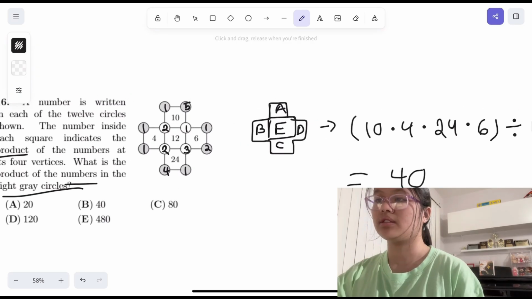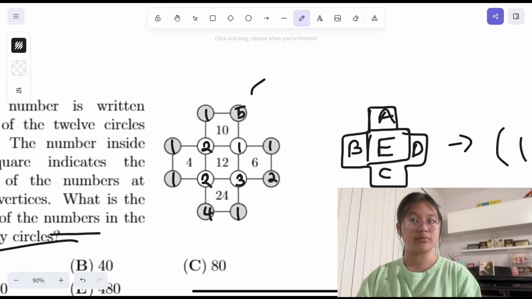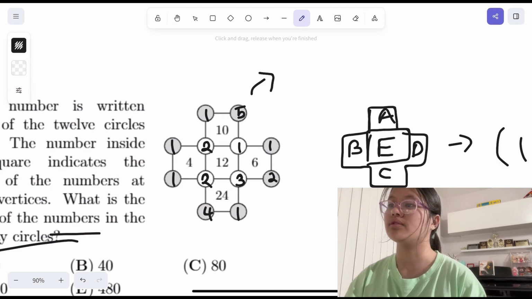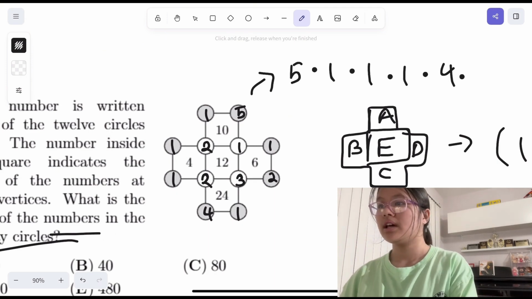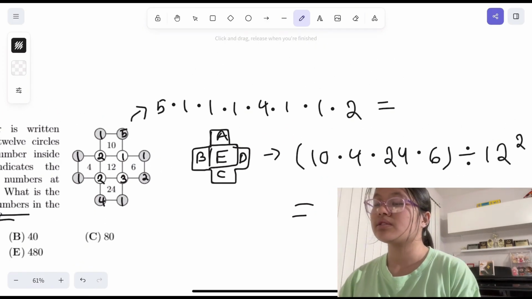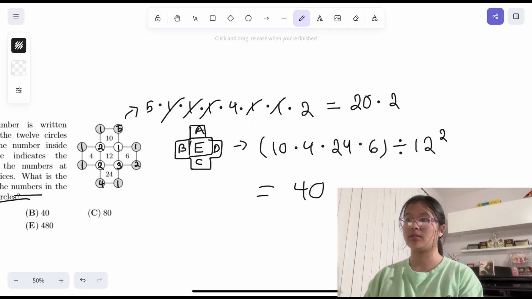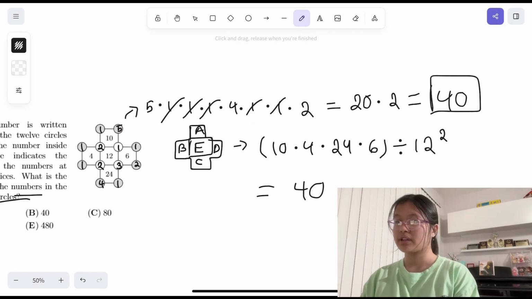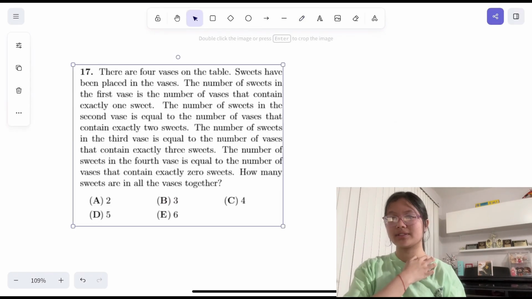So then there's another way that you can do it after you found the things that we did before in the original. So you can do 5 times 1 times 1 times 1 times 4 times 1 times 1 times 2, because we're only looking for the gray ones. So then now 20 times 2, and that equals 40. And basically we got the same answer. So now our answer is B.